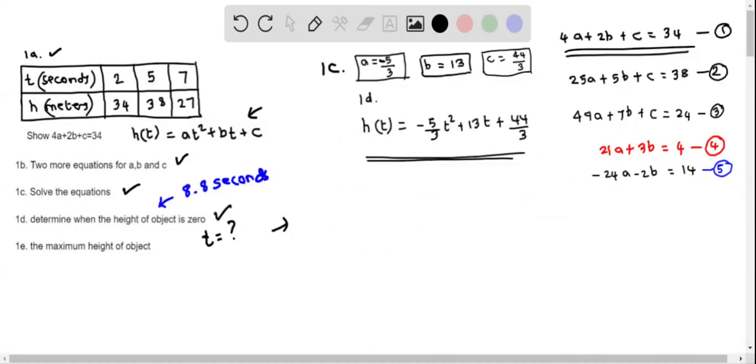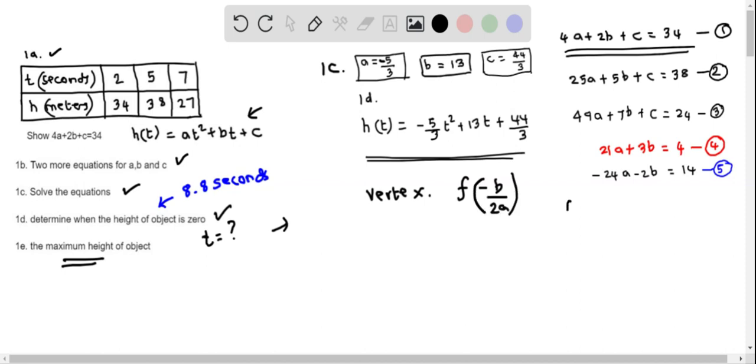Now let's answer the last part of this question, that is part E. We have to determine the maximum height of the object. As this h of t is modeled by a quadratic function, we know from the quadratic function properties that the maximum value of a quadratic function appears at the vertex of the quadratic function. The vertex is given by f of minus b by 2a.